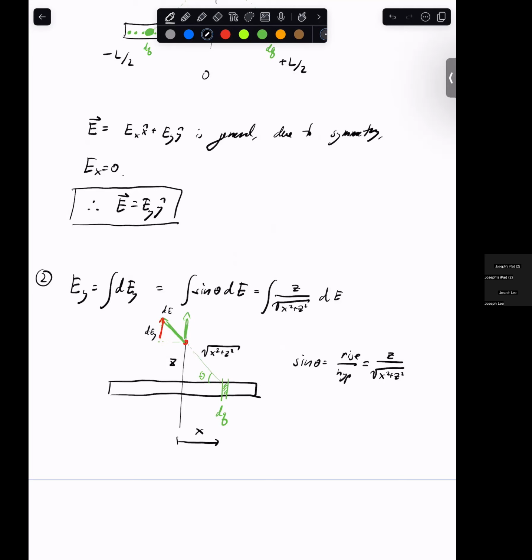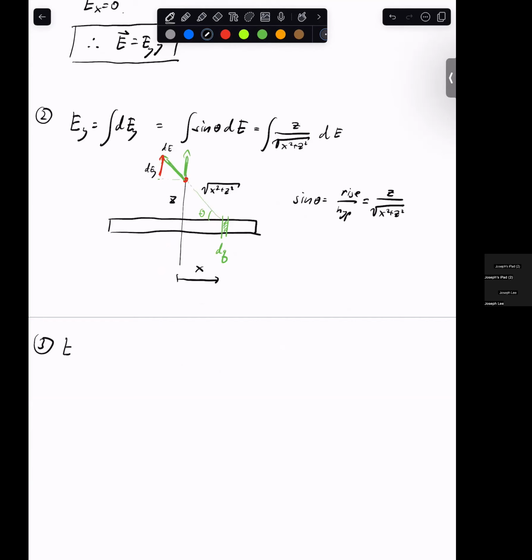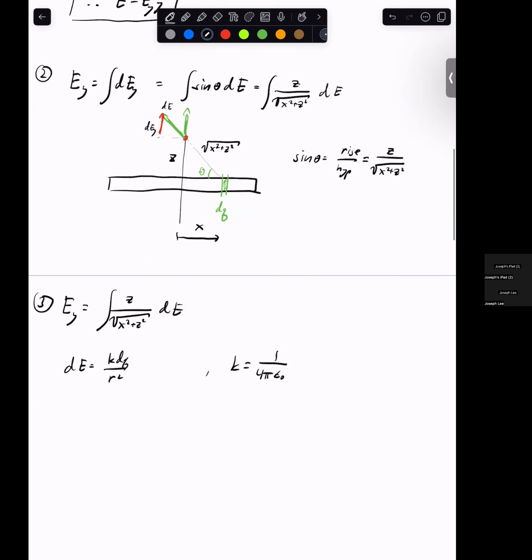From here, we can start setting up this integration. So we know that Ey is equal to this integral. And now we know from Coulomb's law, dE is equal to k dq over r squared. Just for some clarity, k is short for 1 over 4 pi epsilon naught, and r squared is the distance squared between the point and the source.